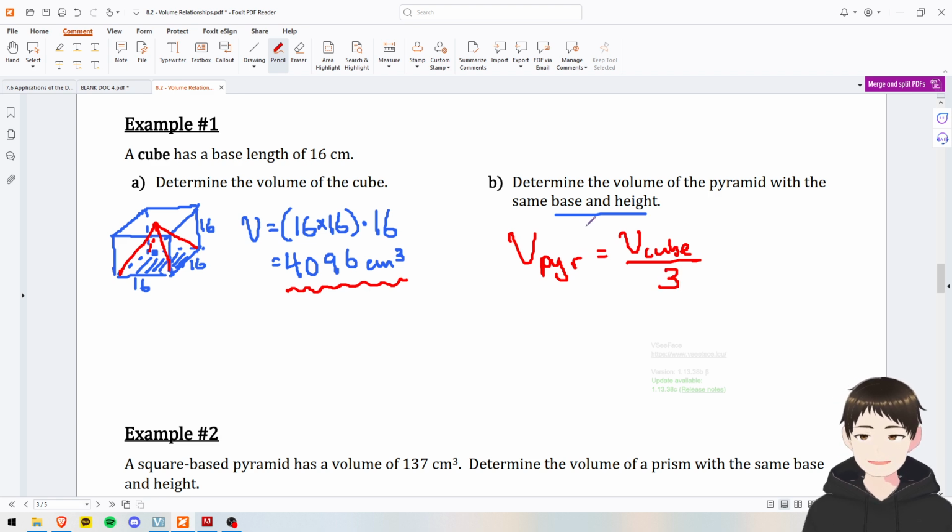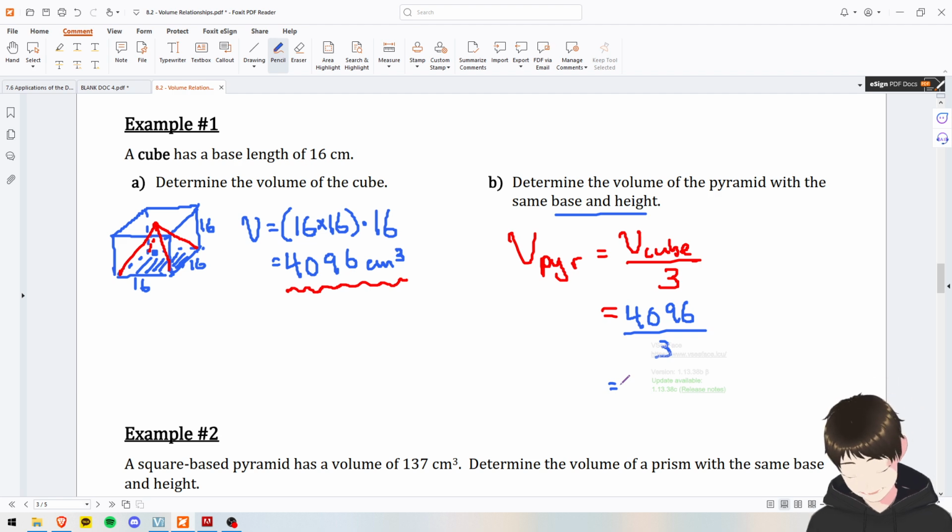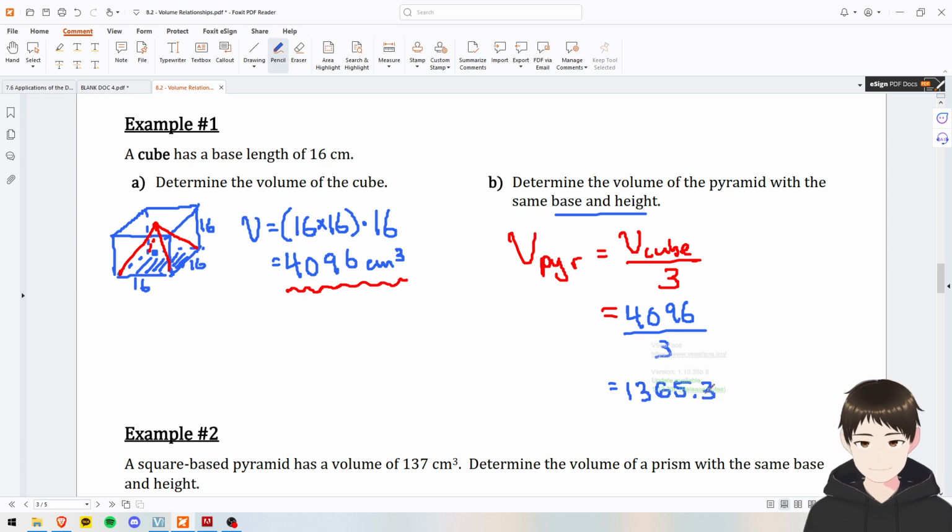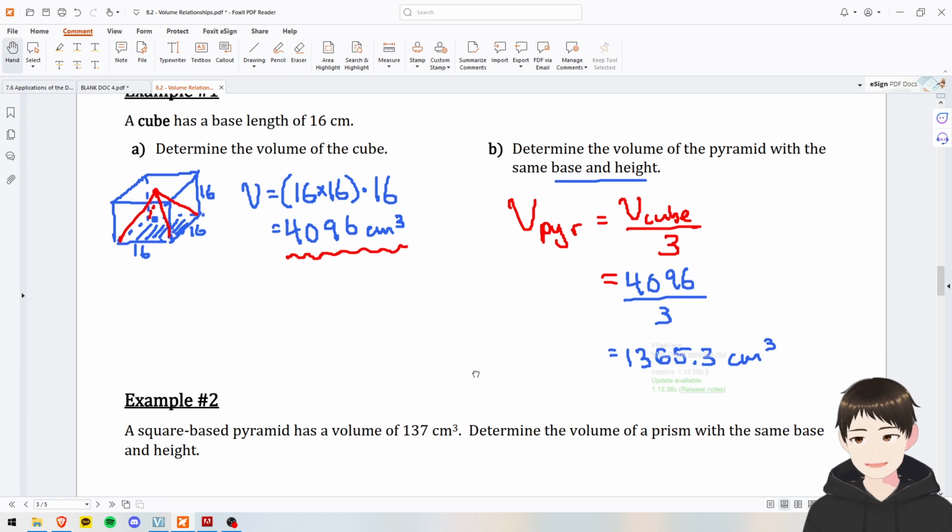And this is what I mean by understanding the relationship. You don't have to do extra work. And that's what I'm hoping you will do so you can save yourself time. 4,096 centimeters cubed divided by 3 is 1,365.3 centimeters cubed. Now, how else can I make it tricky?